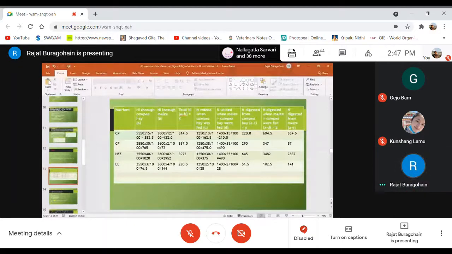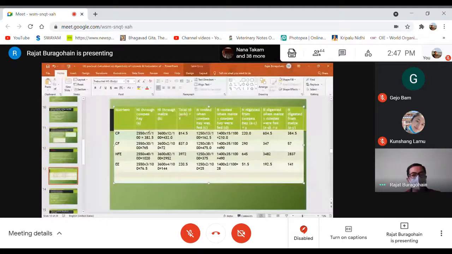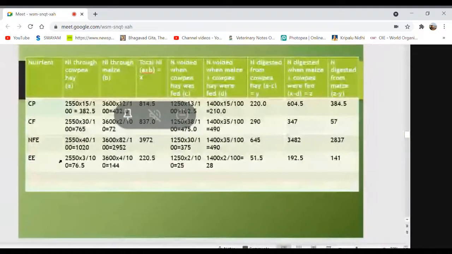This will be the consumption of CP. That means 382.5 gram CP was consumed when 3 kg was the consumption of cowpea hay in the first digestion trial. Similarly, crude fiber you can calculate, NFE you can calculate, and ether extract you can calculate. This was the consumption: 765 gram CF, 1020 gram NFE, 76.5 gram ether extract. Consumption during the digestion trial, consumption of nutrients.